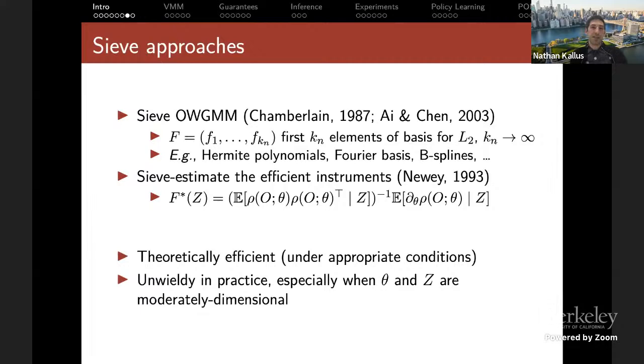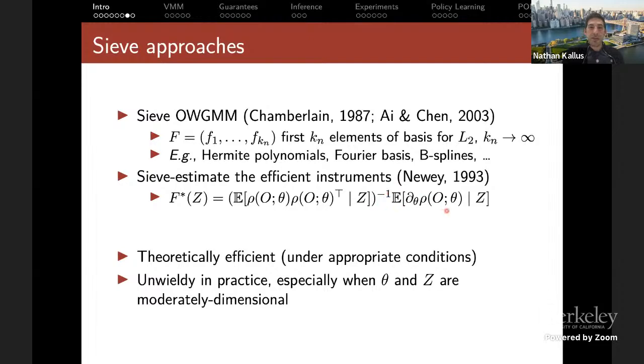So the good thing is that these are efficient under appropriate conditions. The bad thing is that these are kind of unusable in practice when theta and z are just moderately dimensional. Right? We look at this regression.